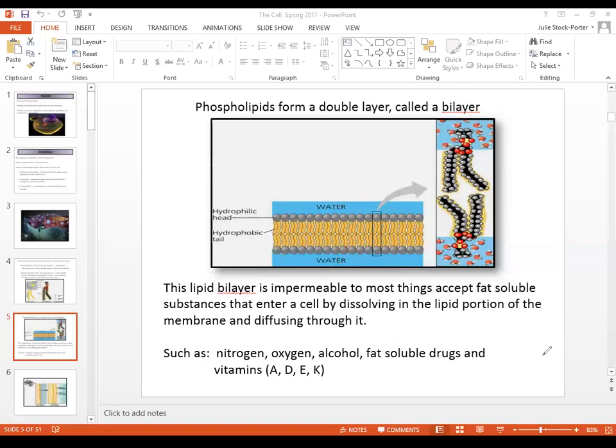This lipid bilayer is impermeable to most things except fat-soluble substances that enter the cell. So it's only things that are actually dissolved in fat that can enter the membrane. And those are things like nitrogen, oxygen, alcohol, fat-soluble drugs, and vitamins like A, D, E, and K.